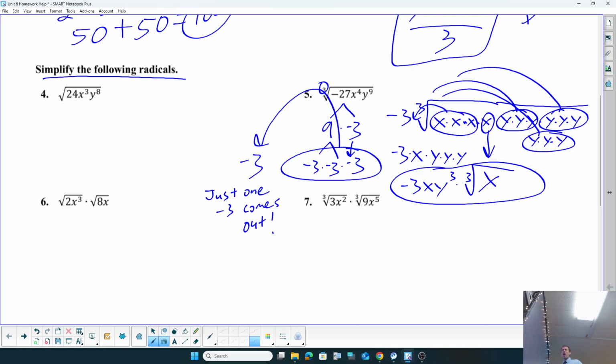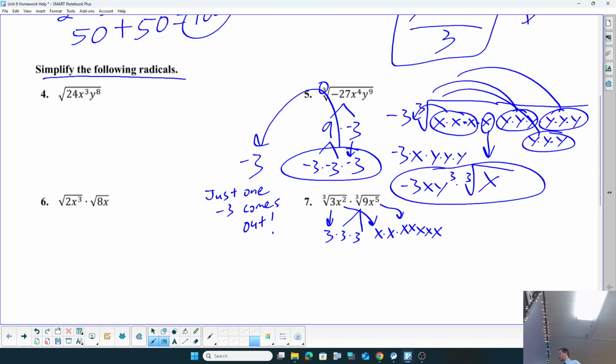So give number 4 a try, give number 6 a try. Number 7 is also triplets again. Just break it down as much as possible. We got one 3 there, and we got two 3s here. And then we have 2 x's there, as well as 5 over here. 1, 2, 3, 4, 5.